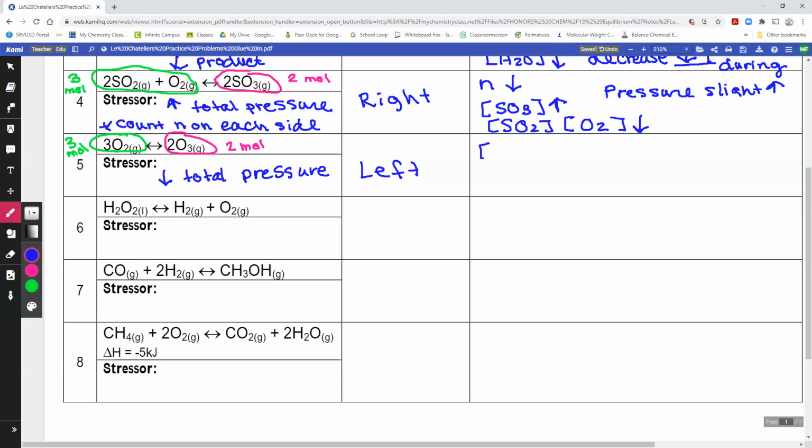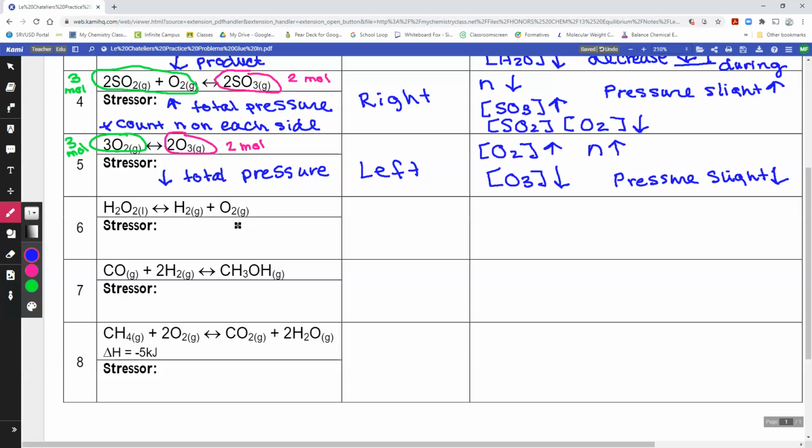So if I'm going to the left, my concentration of oxygen is going to increase. I'm making more of it. In order to make more of it, this is going to decrease. The number of moles is going to increase this time. And the pressure change is going to be a slight decrease, right? It can't go back to where it started, but it can get closer.